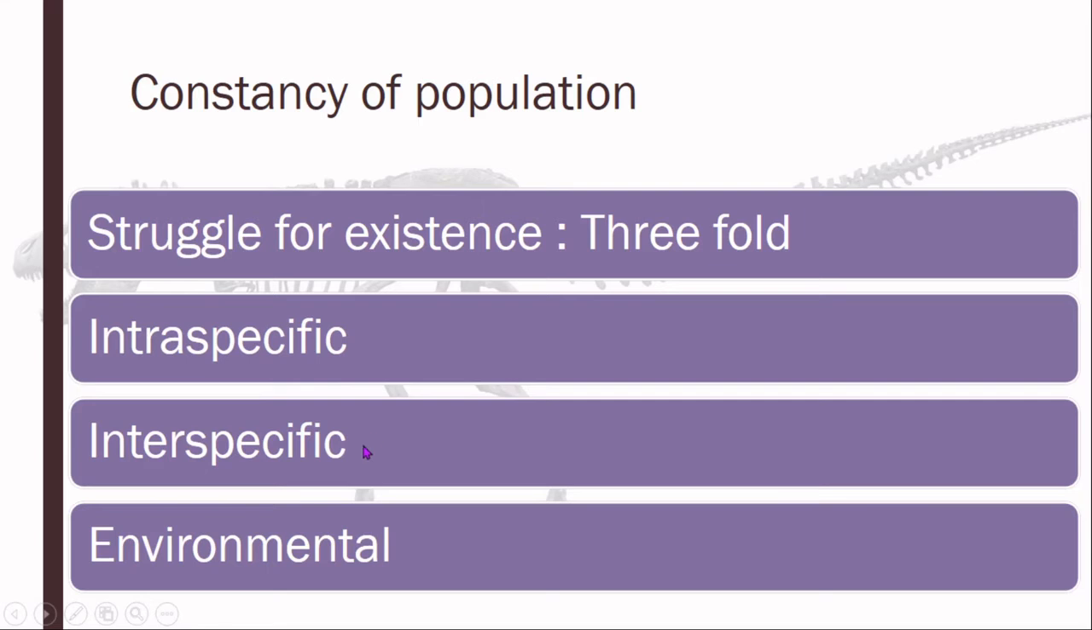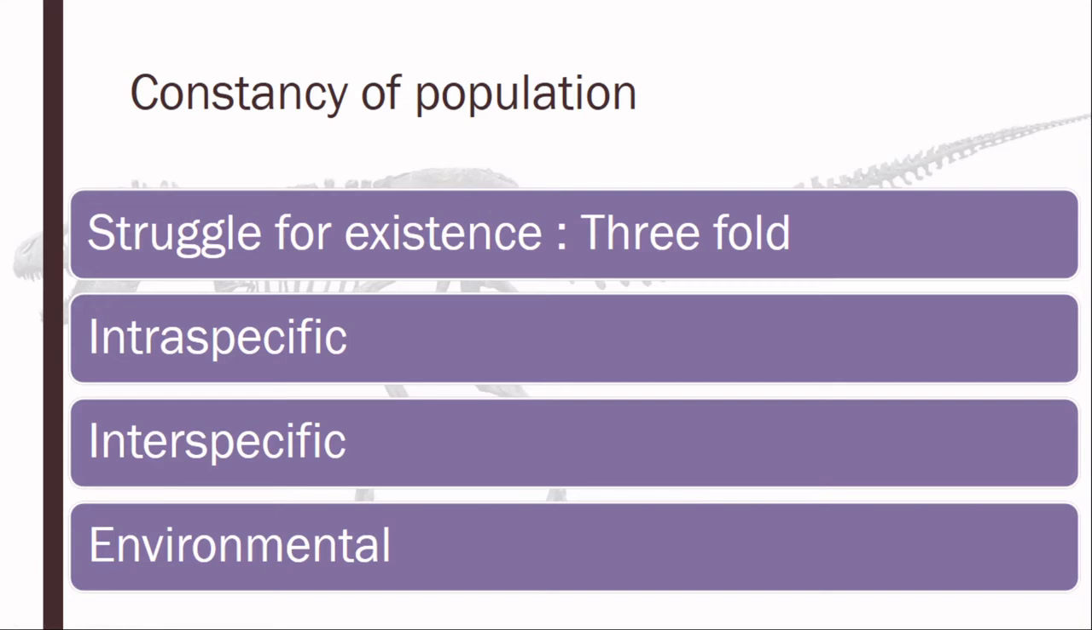And coming to interspecific struggle, it is a struggle that occurs between members belonging to different species. For example, the struggle between a rat and a cat is the best example of this interspecific struggle, where the rat is struggling for life and the cat is struggling for food. And the last one is environmental struggle. This environmental struggle may be in the form of tsunamis, earthquakes, and sometimes the breaking out of epidemics.